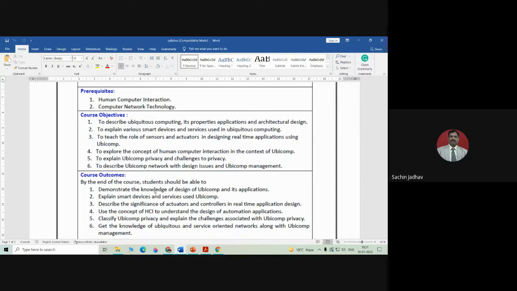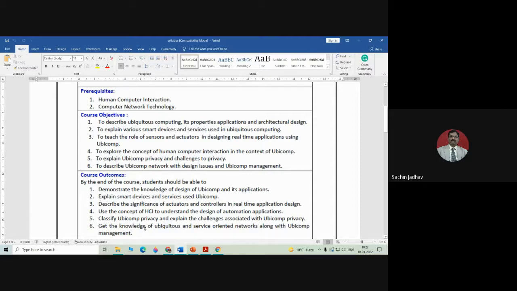Start from today itself. There are many internet resources available for understanding Ubicom systems. Take one Ubicom system which has architectural components, so that you can explain it better, and then its applications. It can be done in a group. You have to submit it; that is what we are considering as the term work submission for this.